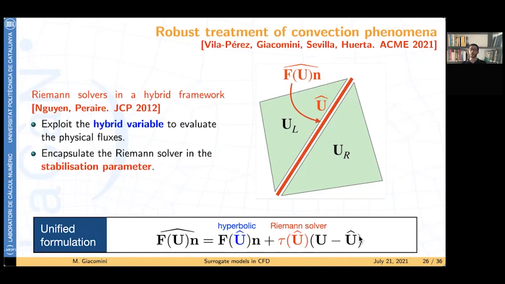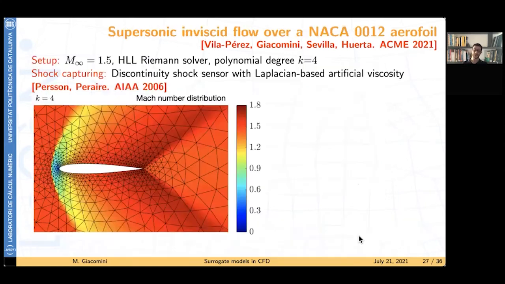So in this way, we are able to devise classical Riemann solvers like Lax-Friedrichs and Roe that were originally proposed by Nguyen and Peraire. But we were also able to introduce a unified formulation for HLL type Riemann solvers, so HLL and HLLEM. And these were specifically interesting because of their positivity preservation and shear preservation properties. Indeed, this is specifically important in the context of supersonic flows.